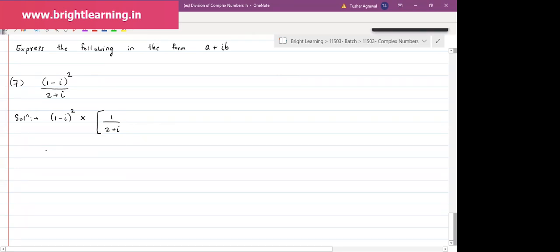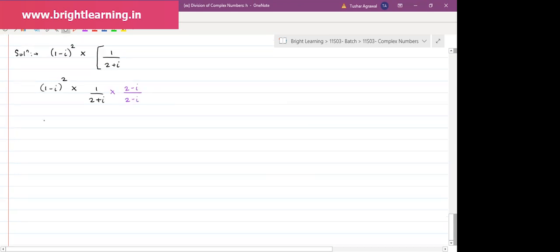Now this is 1 minus i whole square, multiplied by 1 upon 2 plus i. The trick to find the inverse is to multiply and divide by 2 minus i, the meaningless step. Now I can calculate this value. 1 minus i complete square times 2 minus i, and the denominator will be 2 square minus i square, so it is 2 square plus 1 square. Okay, Afreen, moved out in the denominator.